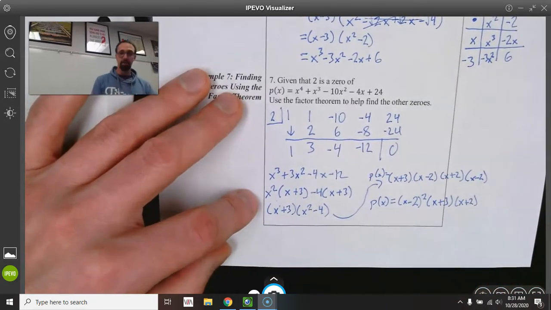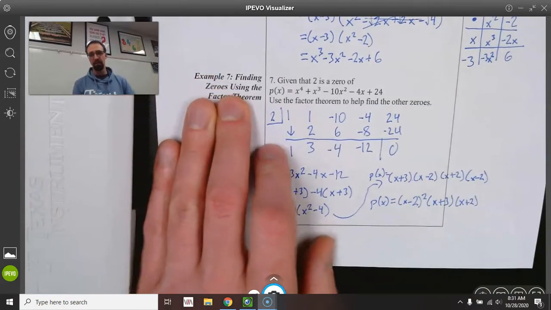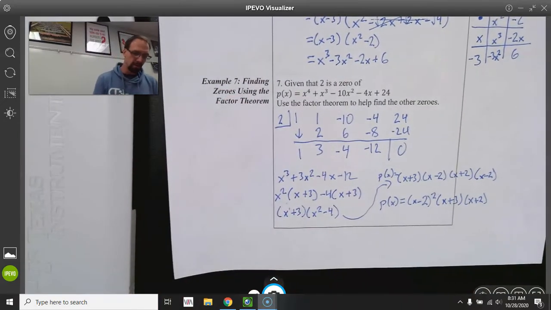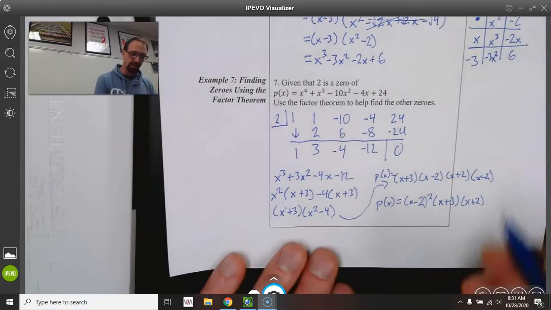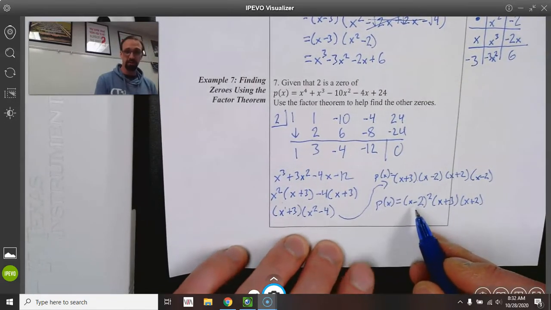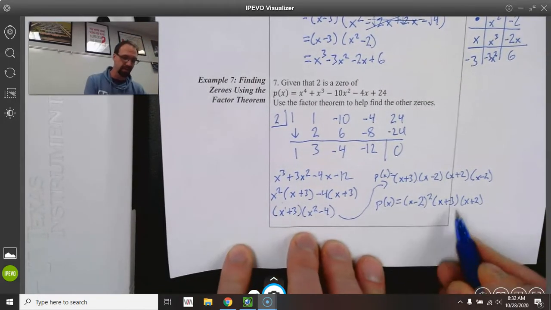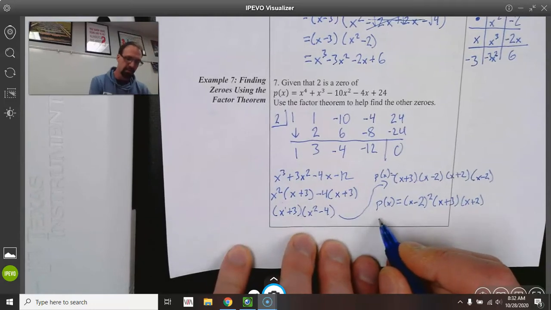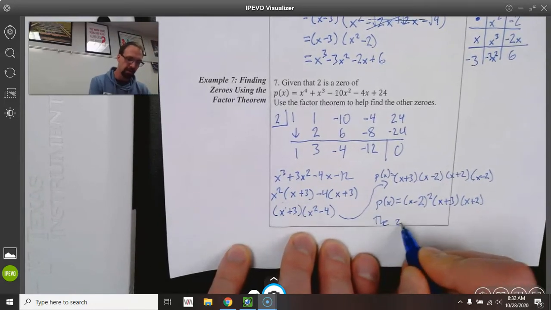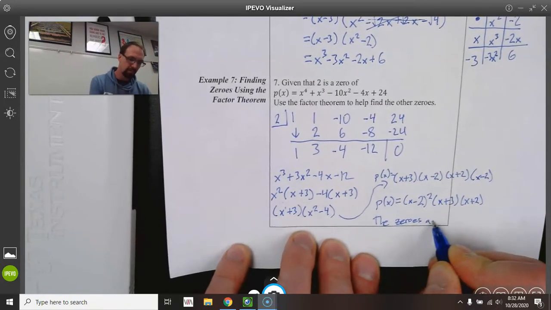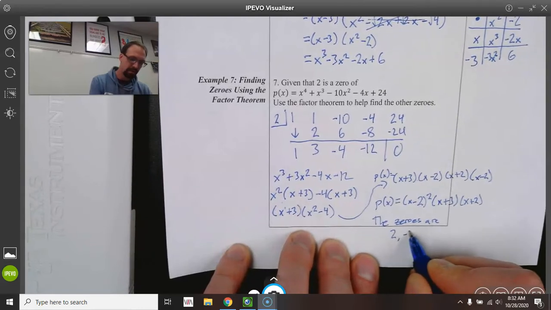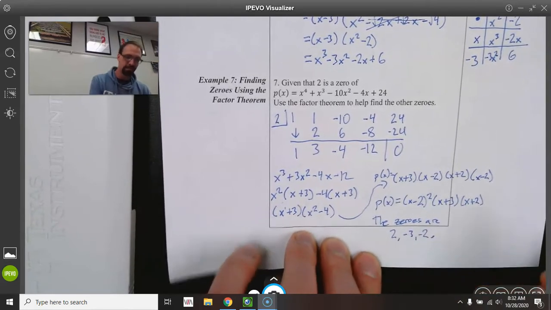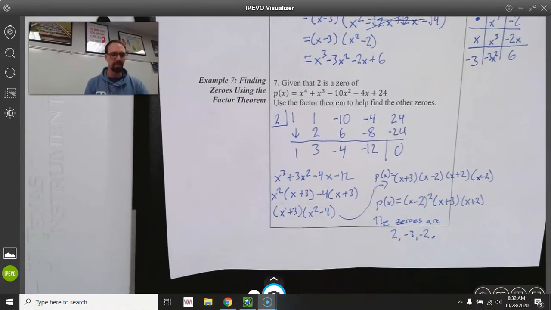Fundamentally, it doesn't matter what order you're writing them in, because you're going to end up with the final result when you multiply them all out in standard form regardless. It did want to know what the other zeros are. So 2 is a 0. 2 is actually a 0 twice. We'll talk about multiplicity in the next section. So the zeros are 2, negative 3, and negative 2. So those are the zeros for this polynomial.